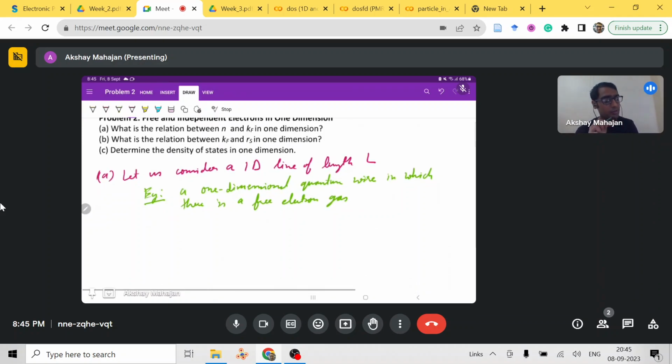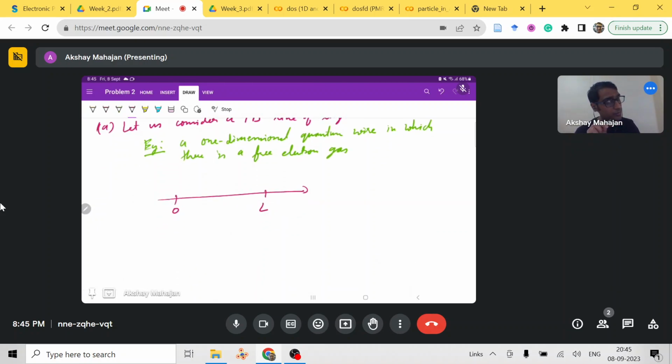So if you have to define it in a kind of problem, we can consider it some quantum wire. Alright, then let's take from 0 to L. So this is the kind of problem that we have, from 0 to L.